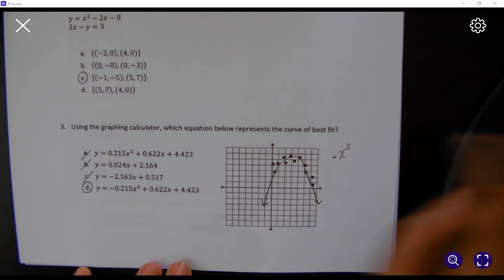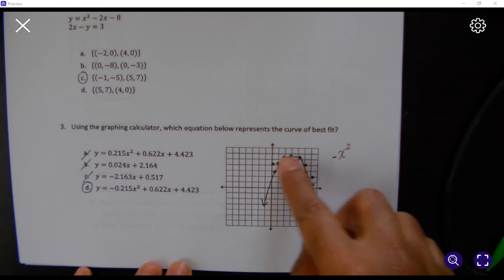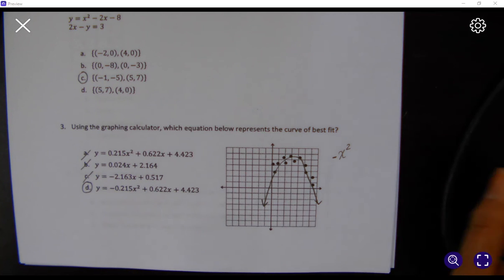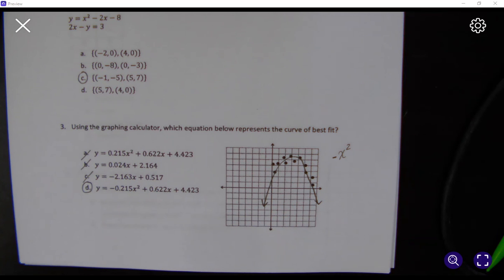Okay. If you want to, you can go ahead and graph it and make sure that it has this shape right here. But yeah, that's how you would do this problem.